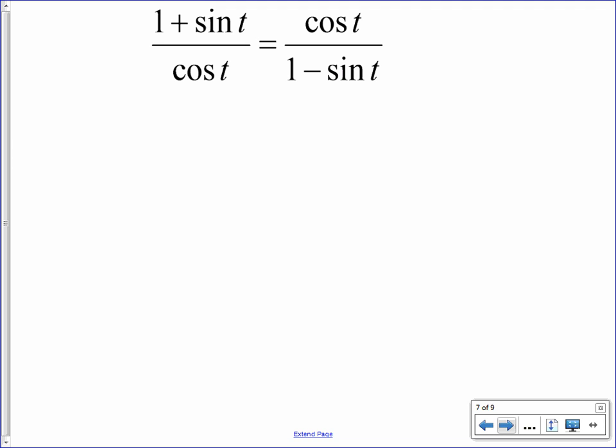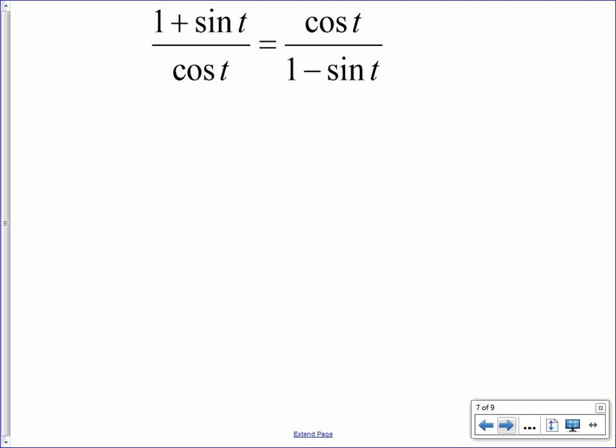I'm gonna have to manipulate this. We're potentially gonna have to manipulate both sides. It's possible to do it with just one side, but we could manipulate both sides. Now, how many of you want to cross multiply? Gosh, it looks perfect for cross multiplying, doesn't it? We are not allowed to. This is not an equation. We want to show that the expression on the left is the same as the expression on the right.